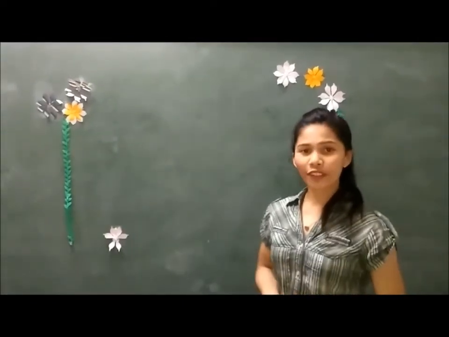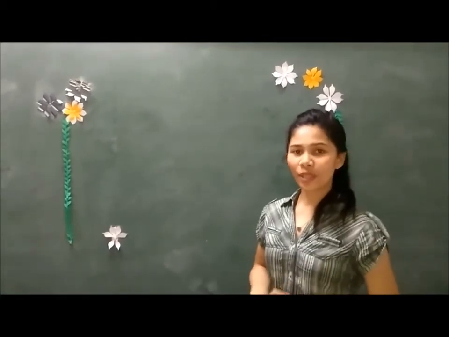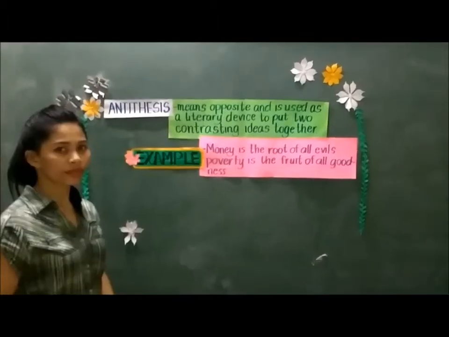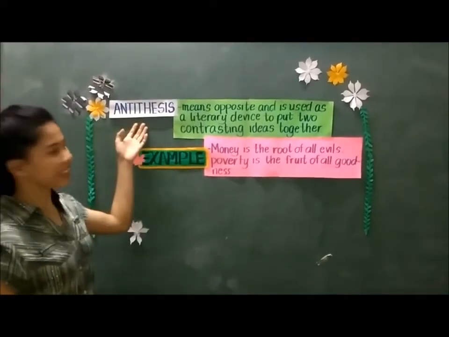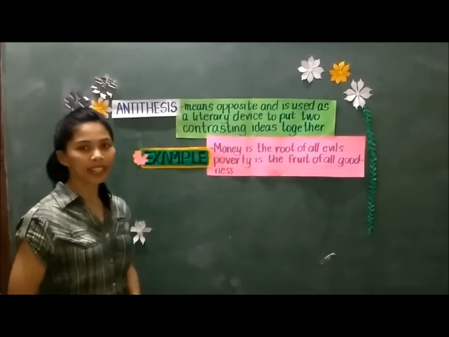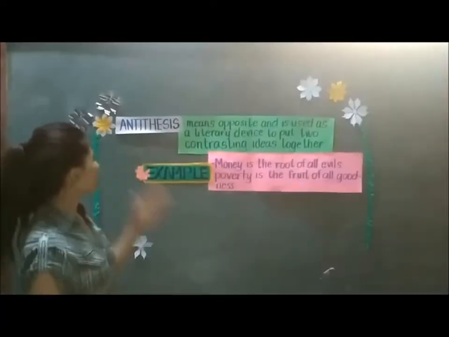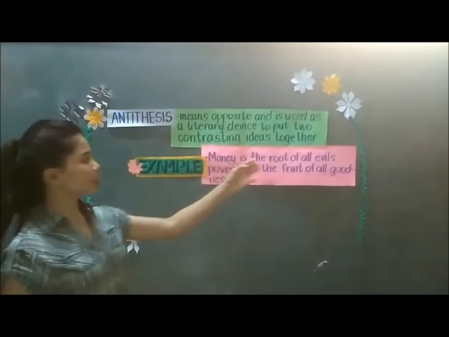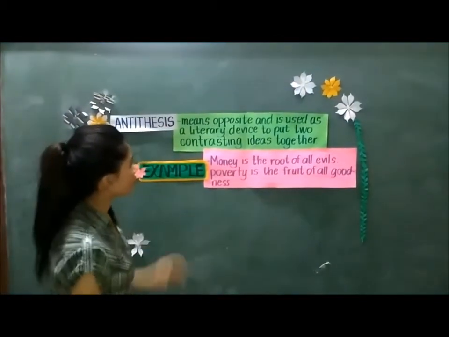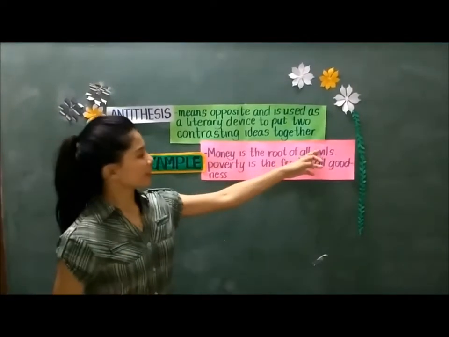And the next category of figure of speech is contrast. Under contrast are antithesis, oxymoron, epigram, pun, and paradox. So what is antithesis? Antithesis means opposite and is used as a literary device to put two contrasting ideas together. So example of antithesis is, money is the root of all evils, poverty is the fruit of all goodness. So the two contrasting ideas here are money and poverty, evils and goodness.